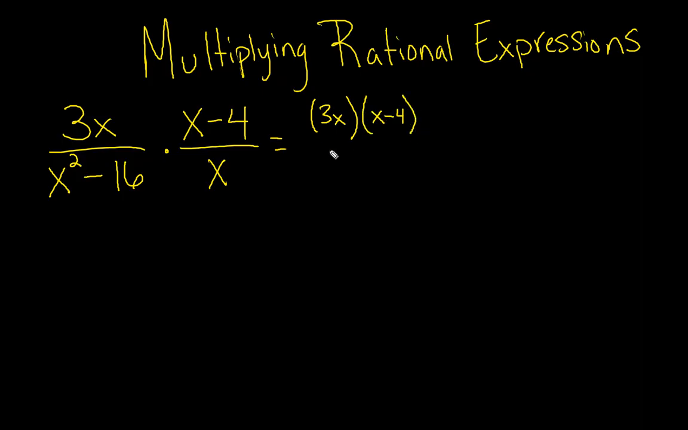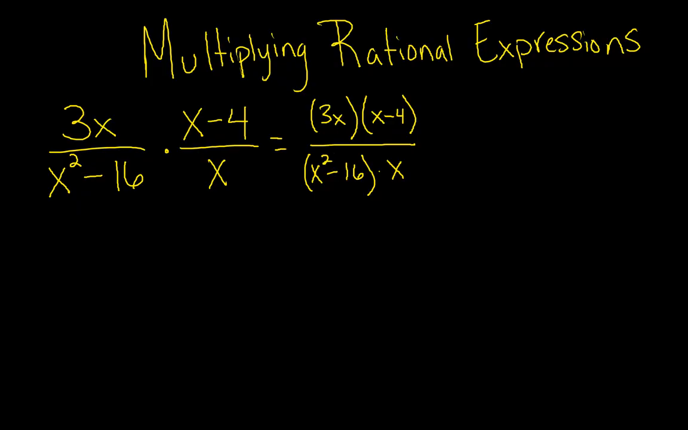And most people would be tempted to just multiply this out, but you shouldn't do that. You want to keep this in factored form as much as possible. And then on the bottom, we have x squared minus 16 times x. All right, from here, we have it kind of combined into one rational expression, but we want to see if we can factor anything else.